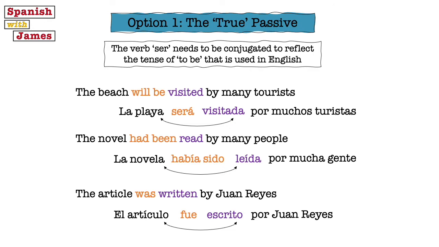And we haven't looked at any options for plural ones, but if it was los artículos, we then need to make sure the verb was plural, fueron, and then escrito would become escritos. Los artículos fueron escritos por Juan Reyes. The articles, in plural, were written by Juan Reyes.